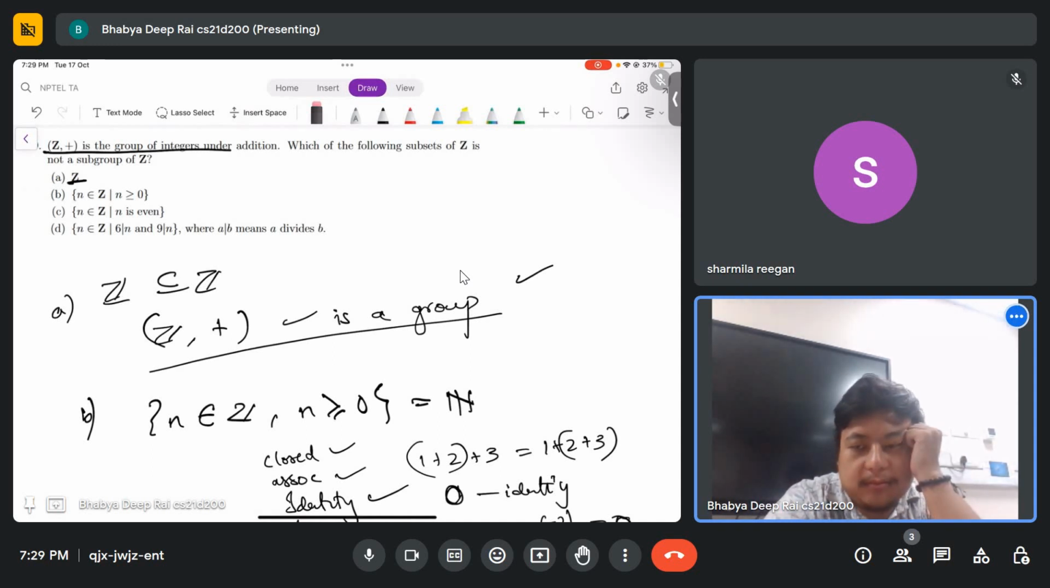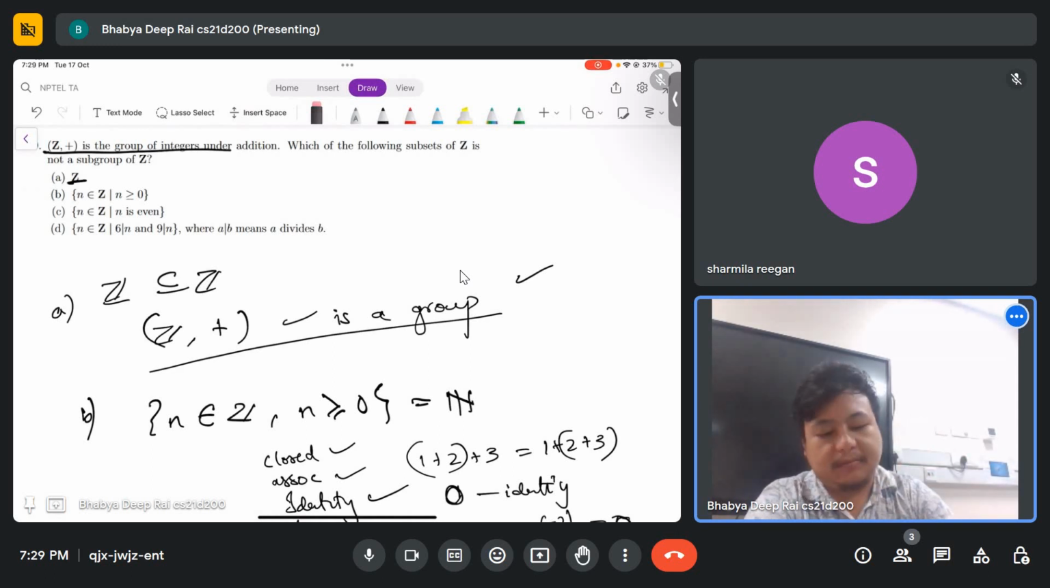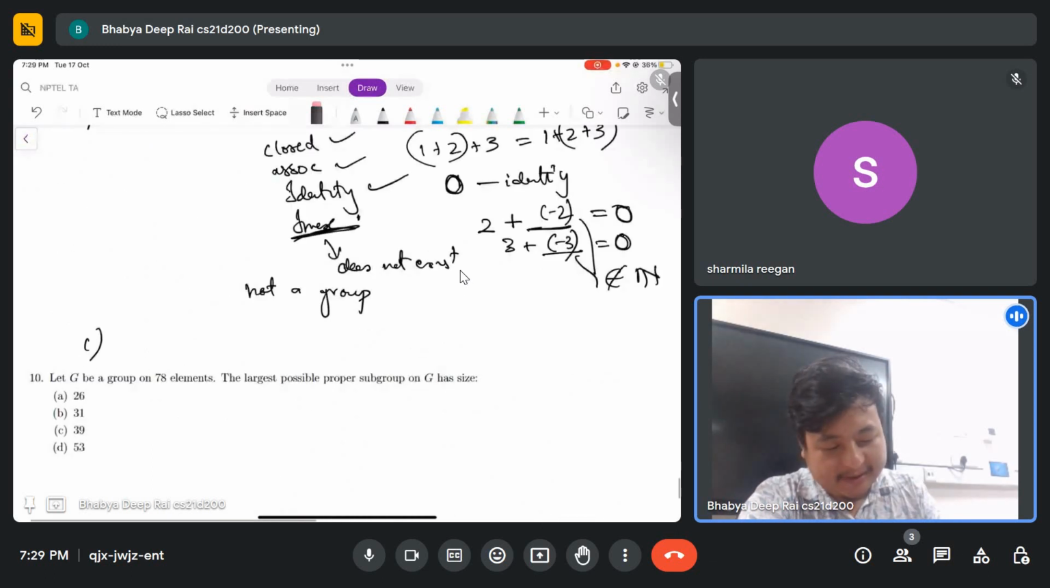So, closure. We need to verify the four properties: closure, associativity, identity, and inverse. So the set looks something like this: the set of n such that n is an integer and n is even.